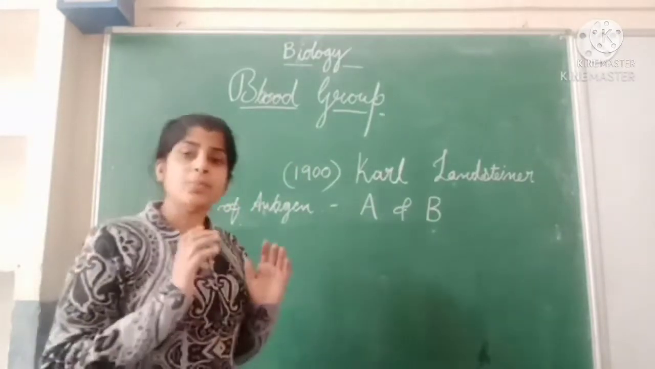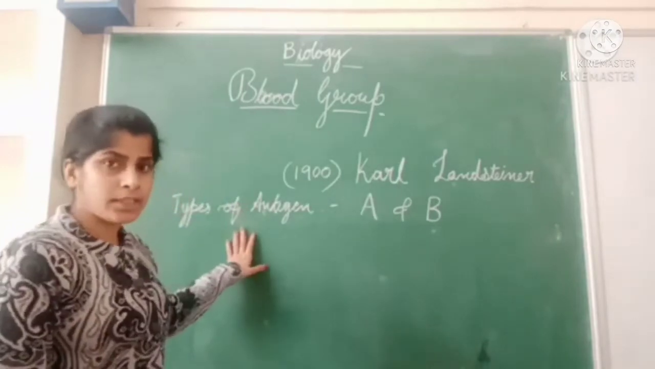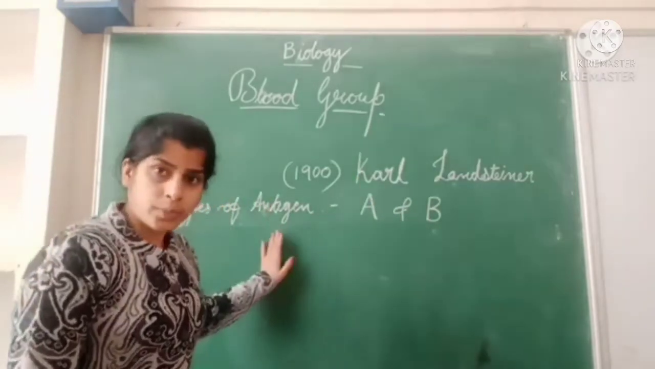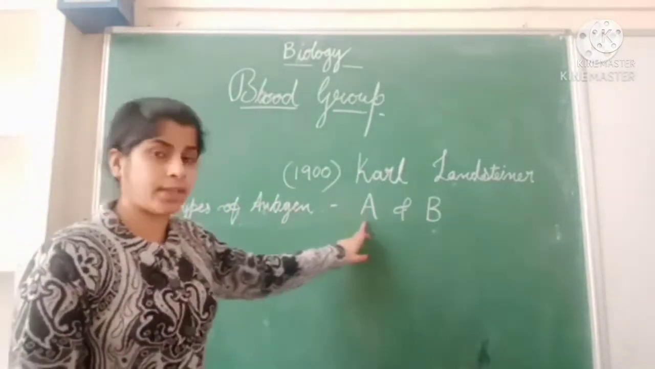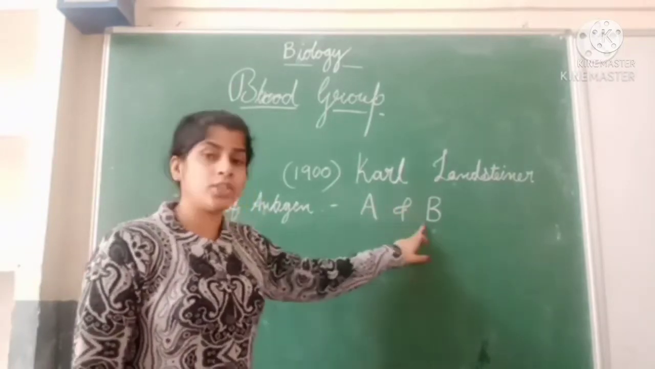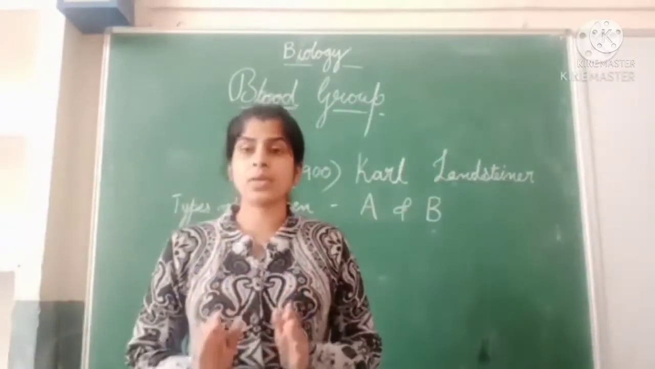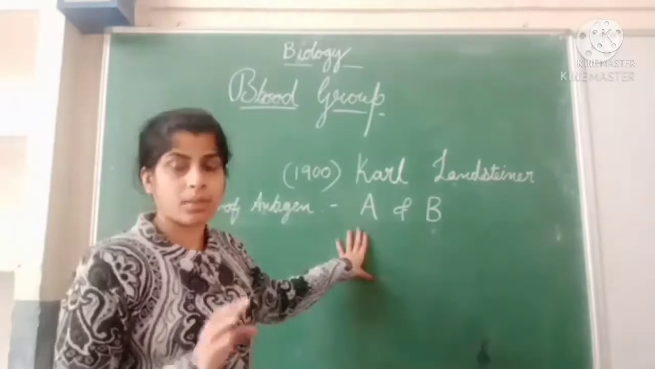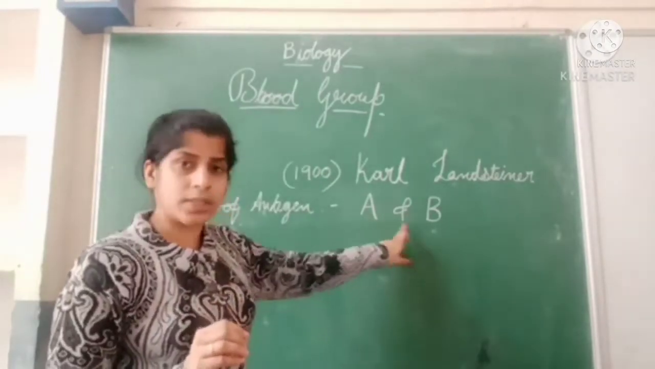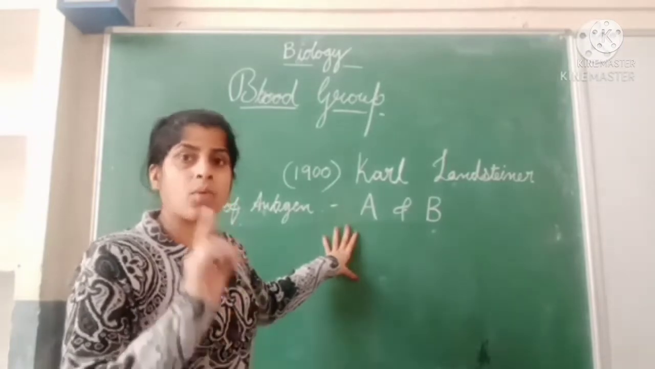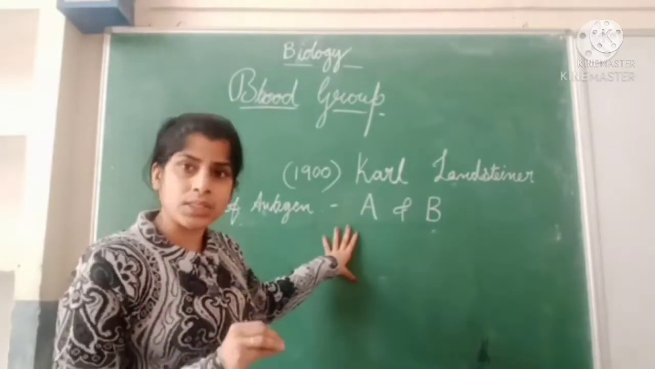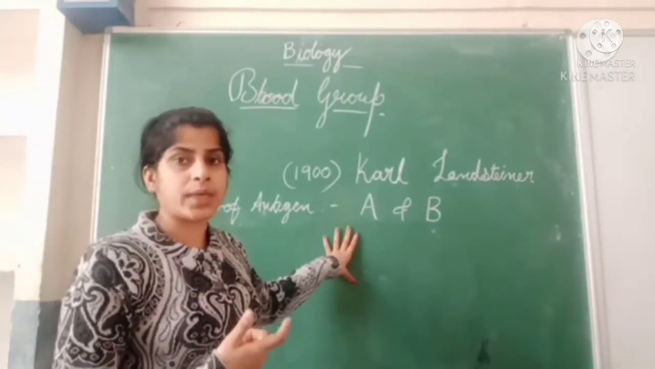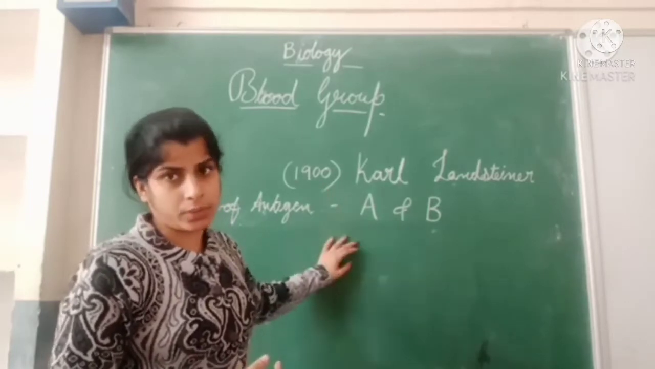In most people there are two types of antigen, antigen A and antigen B. One person has only one type of antigen present on the surface of the RBC, not both. On this basis we can find the blood group.